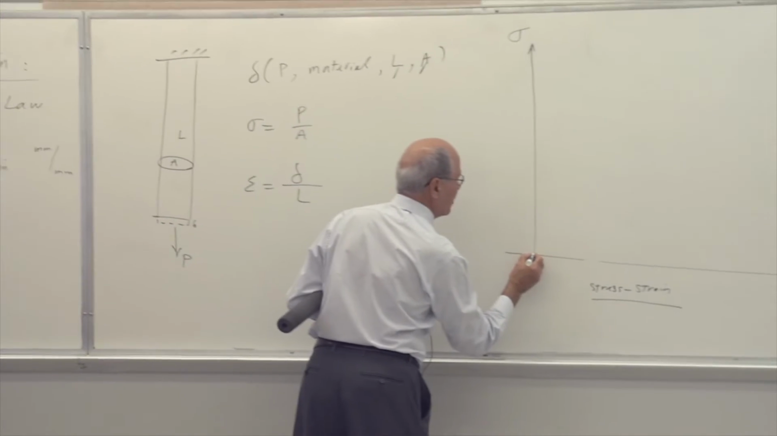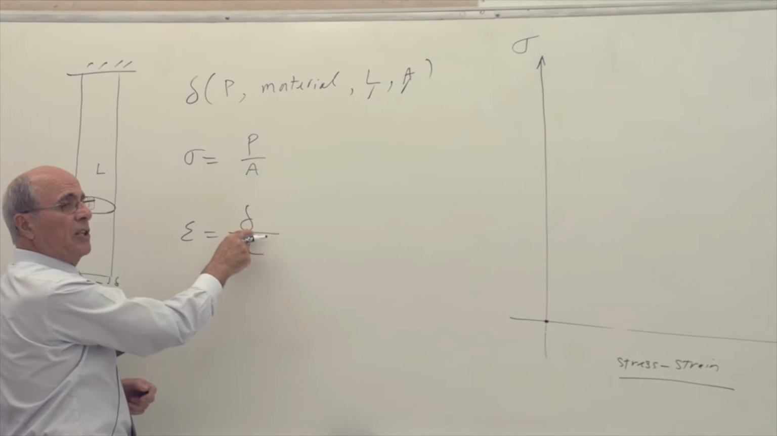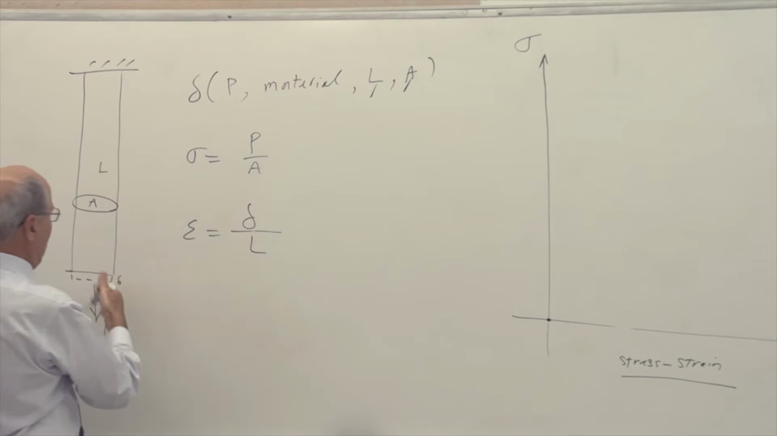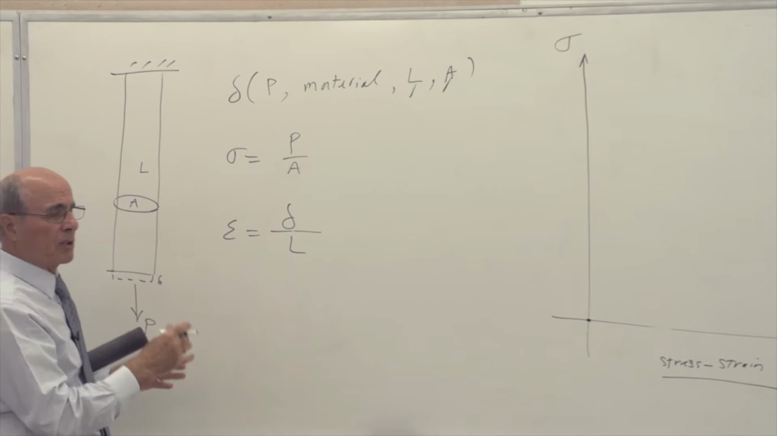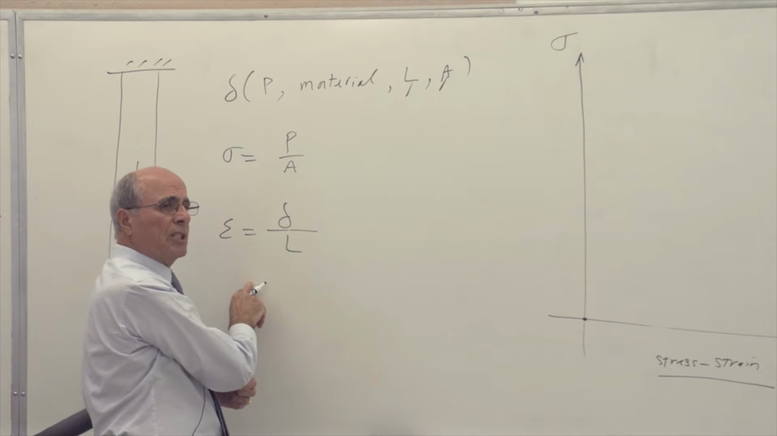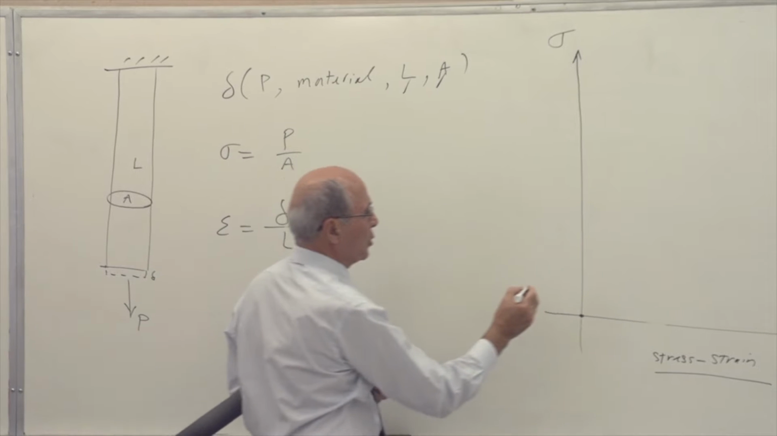Okay, now let's start from 0. If the P is 0, sigma is 0, delta is 0, epsilon is 0. Then I put here a 100-pound load on the same method. So of course I'm going to notice a sigma, and I'm going to notice a delta, which gives me epsilon, correct or not? So I'm going to plot that.